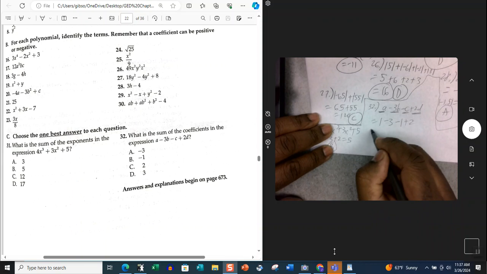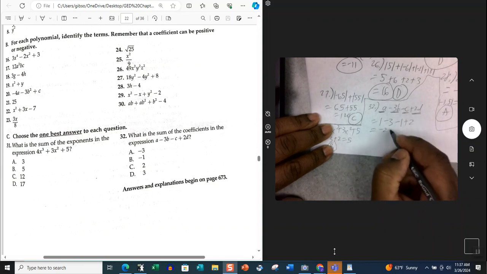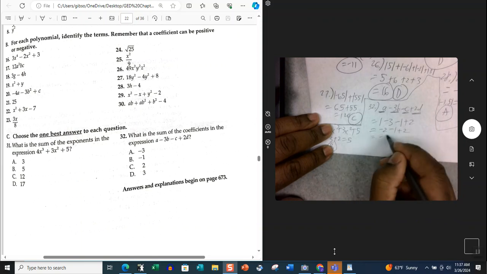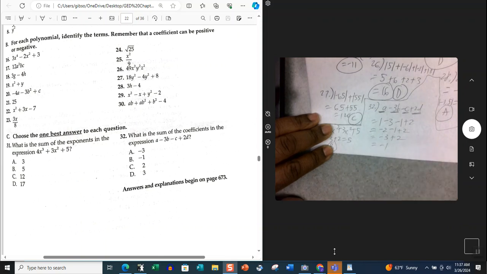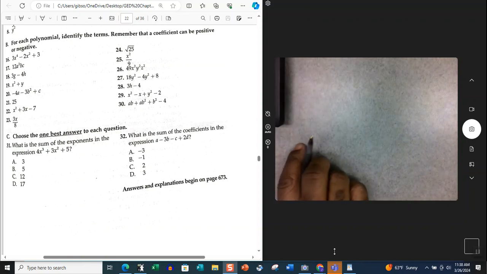So now we combine these. 1 minus 3 is negative 2, minus 1 plus 2. Negative 2 minus 1 is negative 3, plus 2. Negative 3 plus 2 is negative 1, which is b. So you got negative 1b. Okay, so now 32 is the final problem, and we are done with this section.